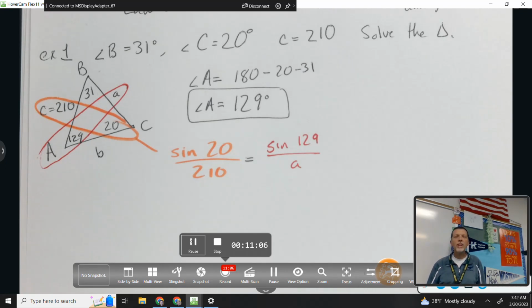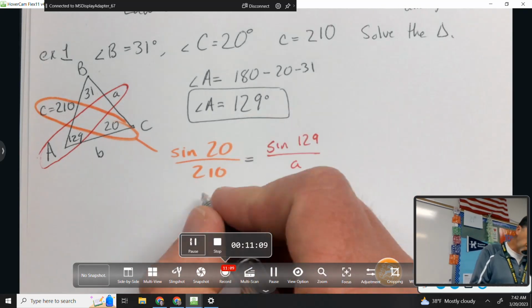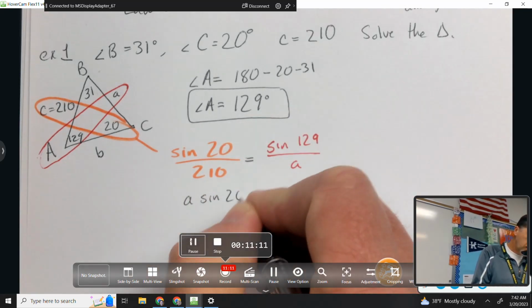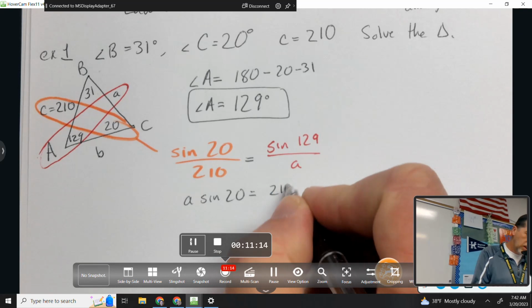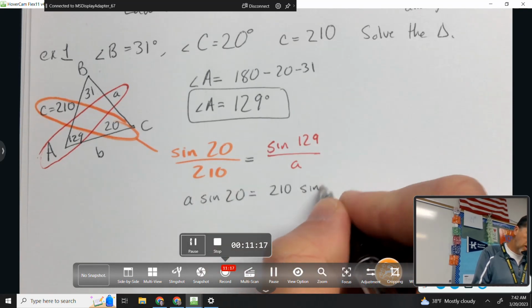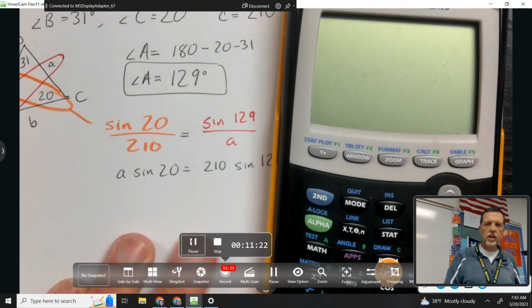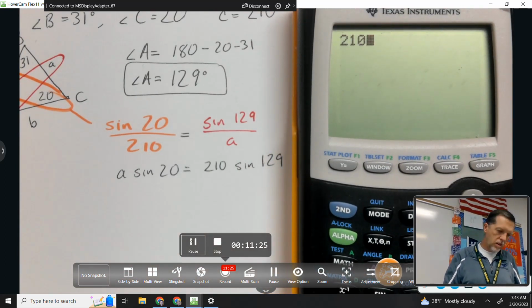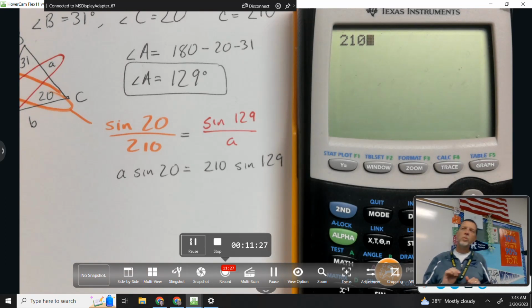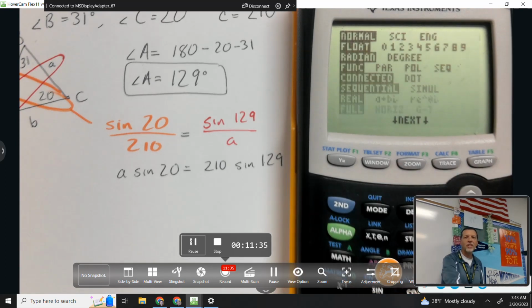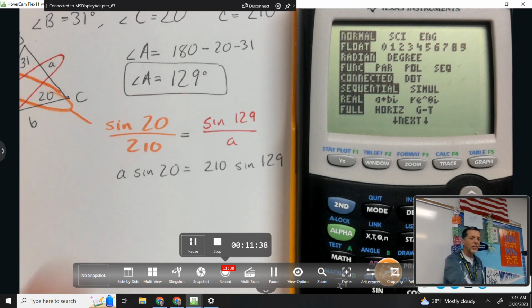Now this is just an algebra problem. Cross multiply would probably be the easiest way to go. So A sine 20 equals 210 sine 129. Ooh. What caused my ooh there? What do I need to be careful about? Radians versus degrees. So which one do I need to be in? Degrees. This is 129 degrees. So switch to degrees.